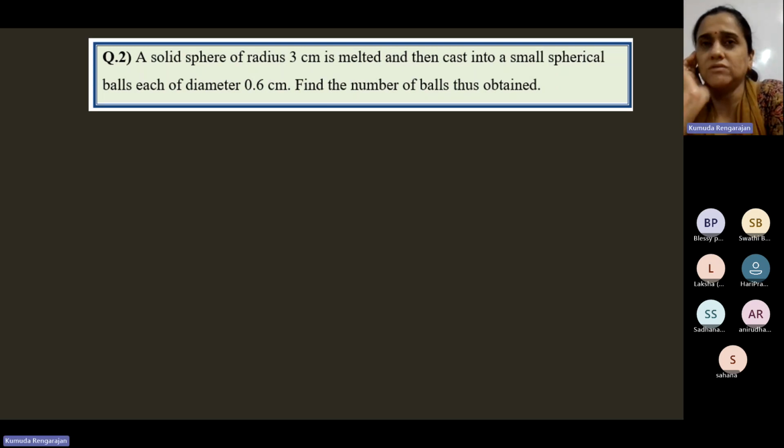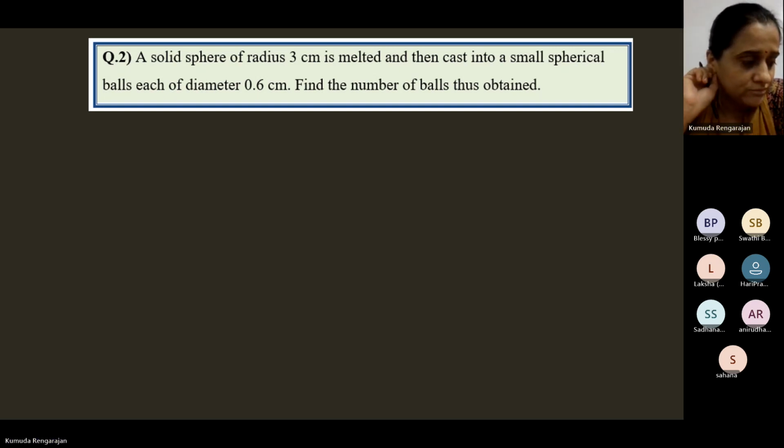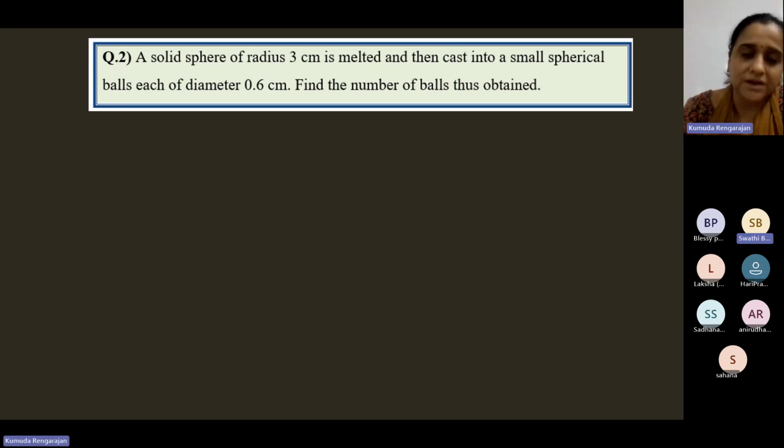Now I want the equation in words clearly. Swati, louder. Volume of the solid sphere equals volume of all the small spherical balls. Correct, very good. Which one will I write in the LHS? What do I have to find? The number of the small spherical balls, right?